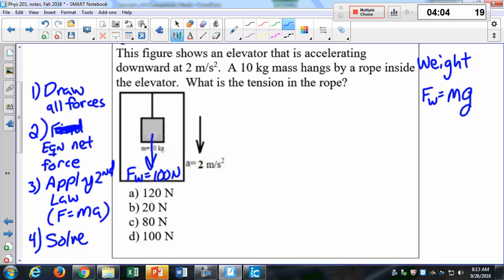Oh, so the 100 newtons is the weight of the object. The object is 10 kilograms. And the weight of the object, I just told you this, you didn't know it beforehand, but the weight of the object is the mass times the acceleration due to gravity. So since it's 10 kilograms times 10 meters per second squared, the weight of the object is 100 newtons. We're going to use that a lot, so you'll get it.